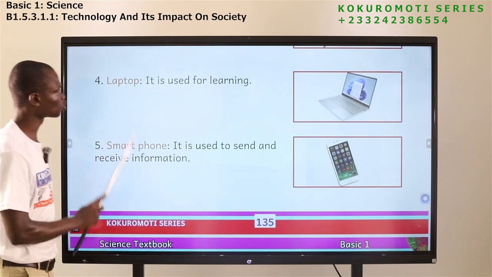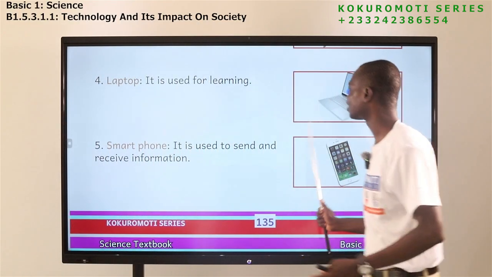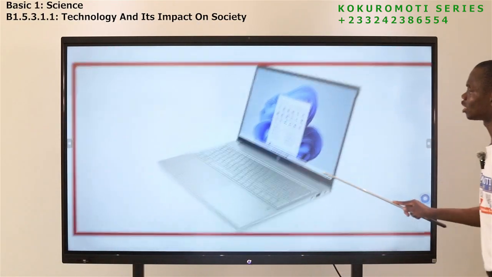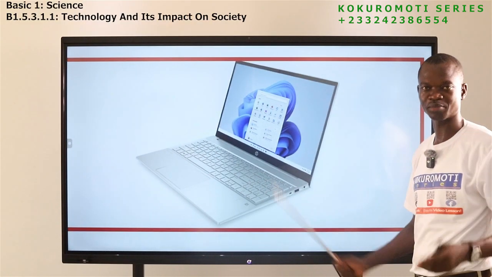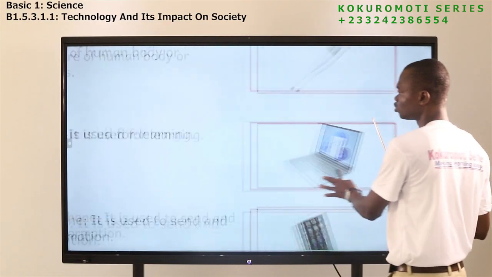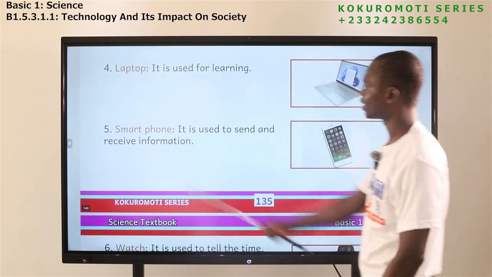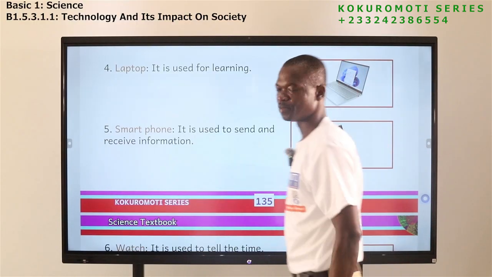The next one is laptop. You all know laptop. If you don't know laptop, this is how laptop looks like. We use laptop to do so many things. One of them is for learning. So if you want to learn, you use laptop to learn. Okay, the next one is smartphone. It is used to send and receive information.